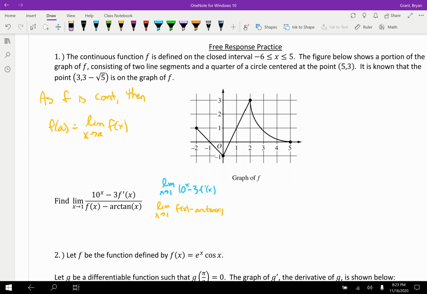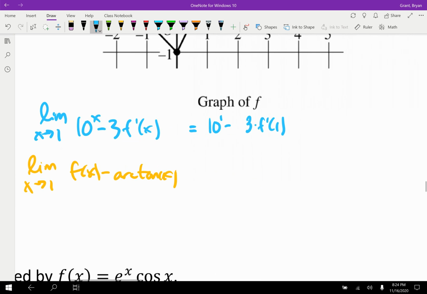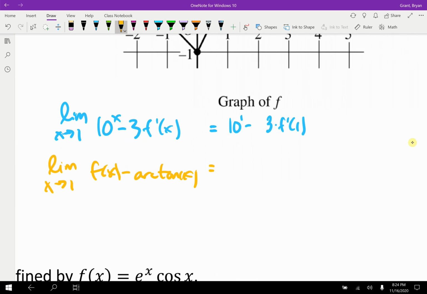I think that's an important kind of blanket statement to put if they don't give you an equation, if they give you a table, if they give you a graph, something like that. And sometimes this isn't important, sometimes it is, and it's better to err on the side of caution. So let's work out each of these. The one in blue first, let's see, I'm going to try to line up my equal signs in case I need to erase, is going to be 10 to the first minus 3 times f prime of 1. And the one in gold is going to be f of 1 minus the inverse tangent of 1.